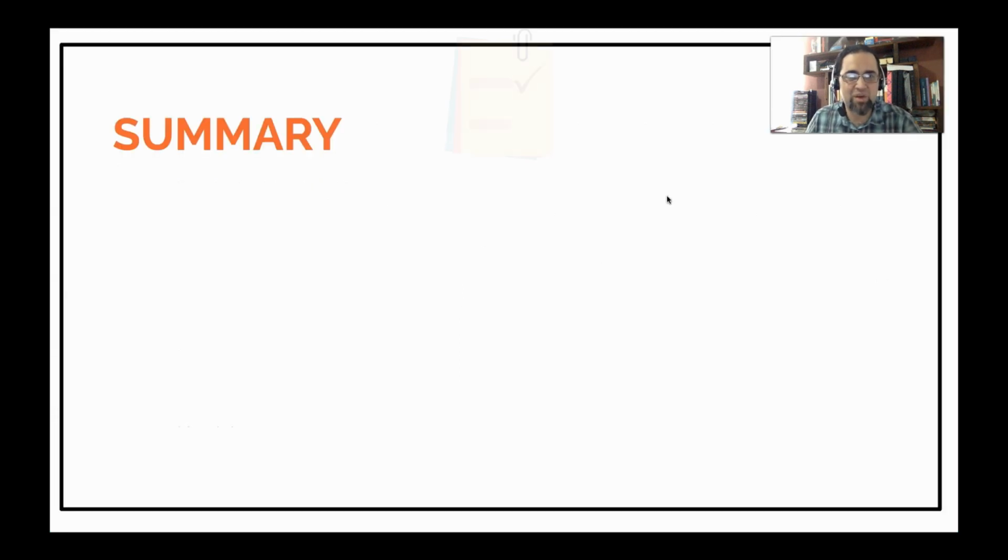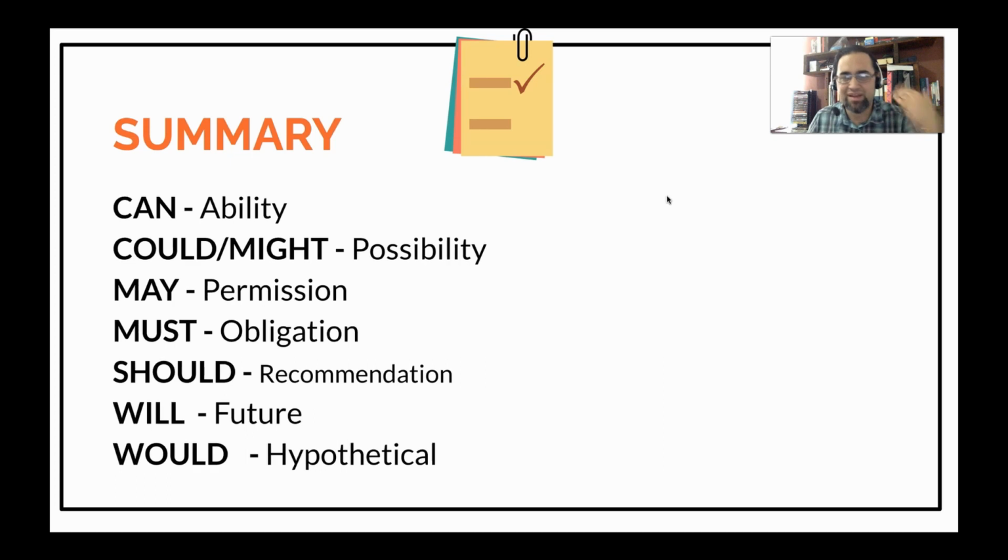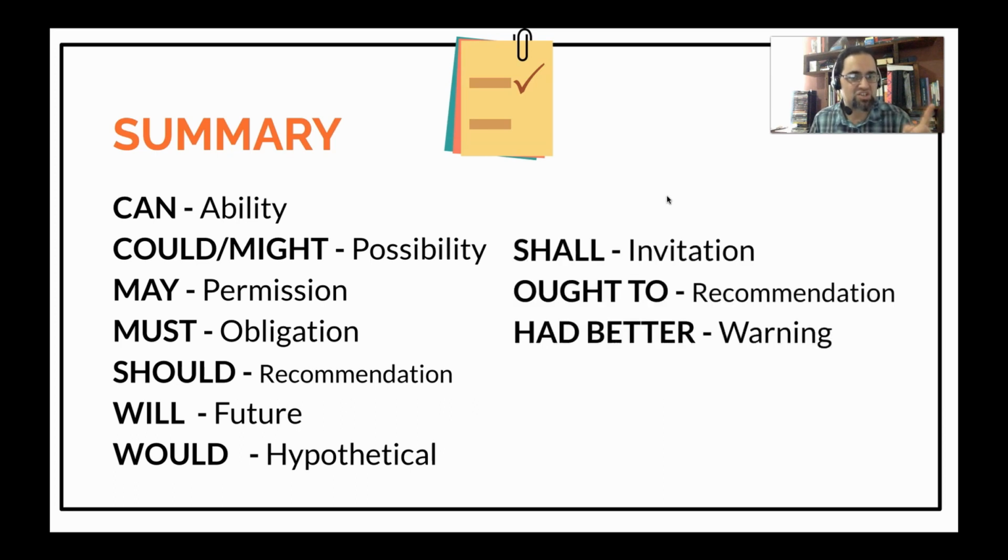So as a summary, what are the most common modal verbs? Well, can, could and might, may, must, should, will and would. And of course the three additional modal verbs that we saw today, shall, oughta and had better.